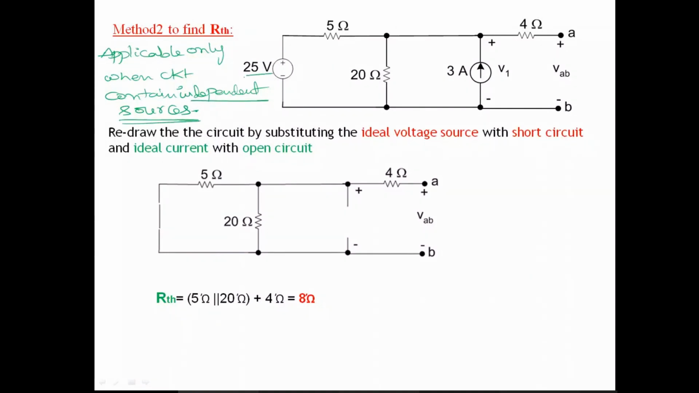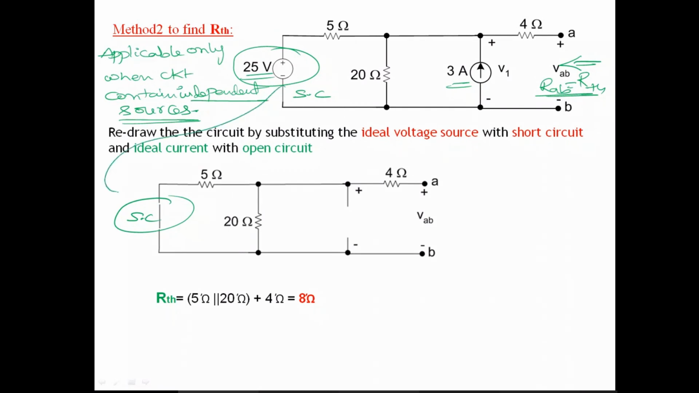In the example we have taken, we have independent sources: a 25 volt voltage source and a 3 ampere current source, both independent. So now let us find the RTH of this circuit. This is called RAB. We have already seen how to find the equivalent resistance across two terminals. If there is a voltage source, you replace the voltage source with a short circuit, like this. See here, we have replaced that voltage source with a short circuit, and the current source with an open circuit. Then you find RAB, which is the same as RTH.